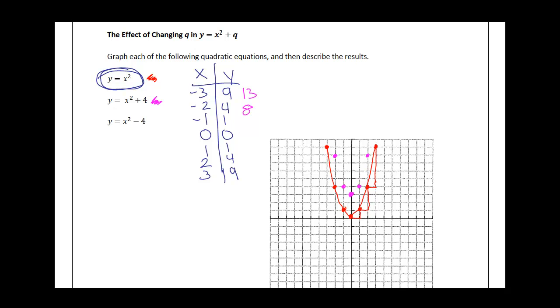Since our graph doesn't quite reach the next point, I'm just going to keep it there, and then we're going to get our parabola for that one. So it has the same shape, just shifted up 4. Let's make a note of that. It shifts up.